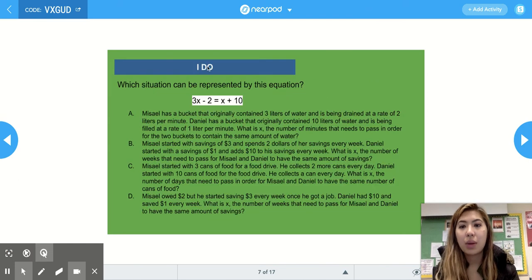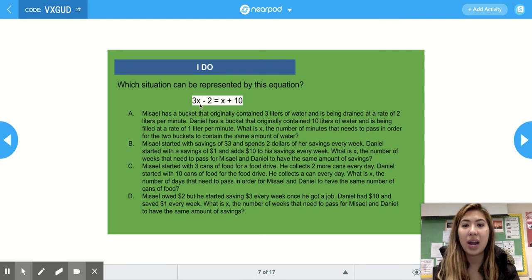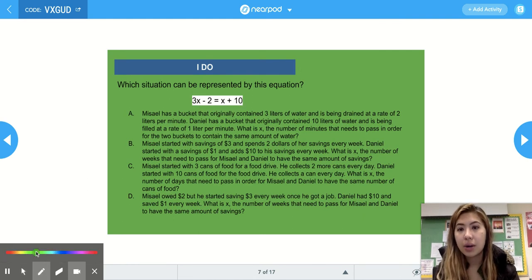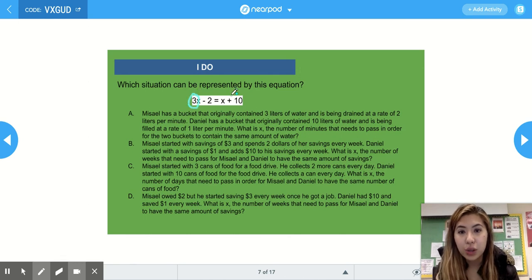For this problem, we have to answer which situation can be represented by this equation. So we have 3x minus 2 is equal to x plus 10. In this case, our coefficients, our slopes, are 3 and 1. And then our constants are -2 and +10. So we're going to go through each answer choice and write out what the equation is, or at least look for keywords that can help us cross out any of the answer choices.